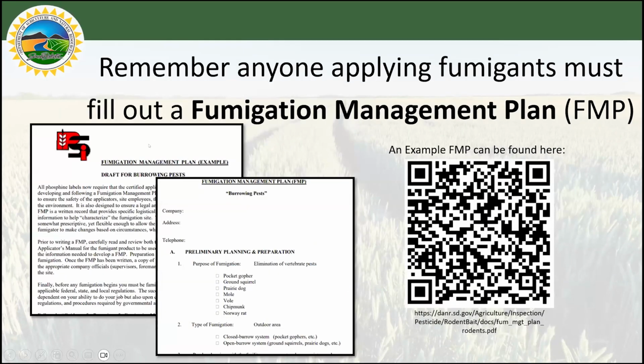And just as a reminder, remember anyone applying any type of fumigants must fill out the fumigation management plan. We do have an example on our website that you can find there with that QR code. We'll put a link to that in the chat as well.